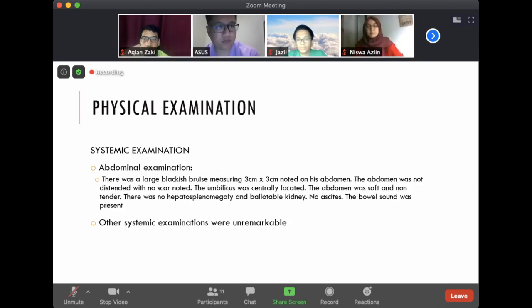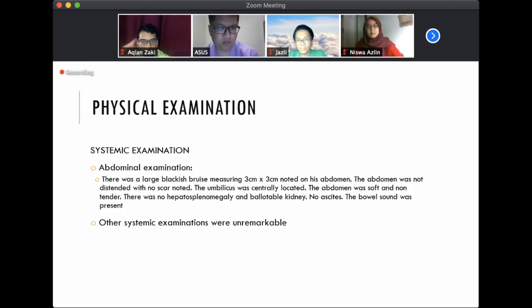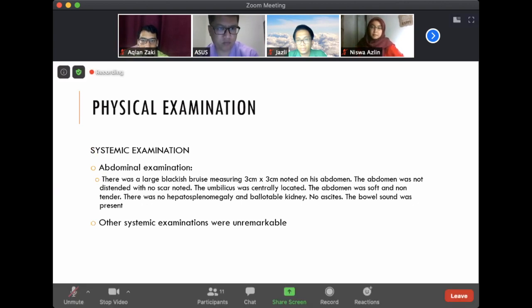And then for the systemic examination, on abdominal examination, there was a large blackish bruise measuring 3 × 3 centimeters noted on his abdomen. Otherwise, the abdomen was not distended, no scar noted. There was no hepatosplenomegaly and no ballottement of the kidneys noted.